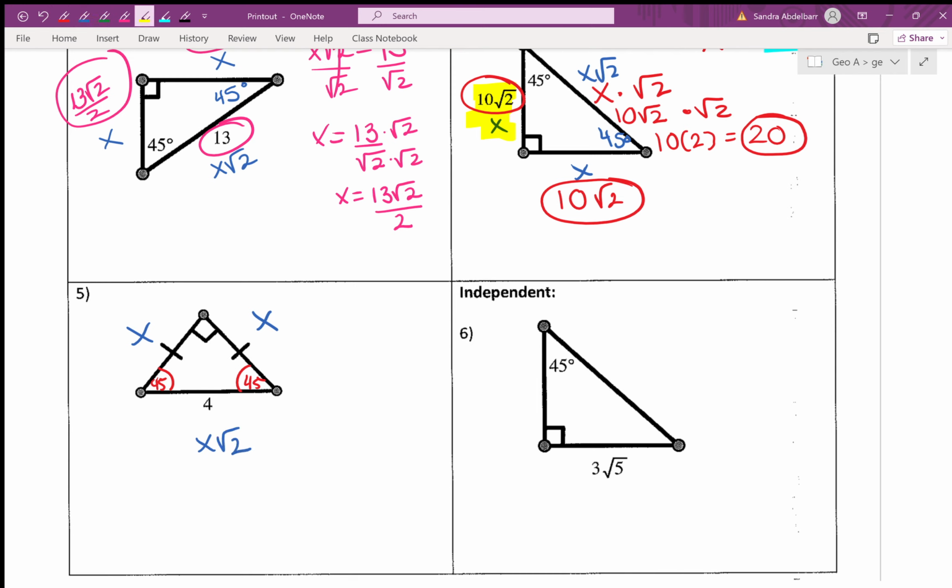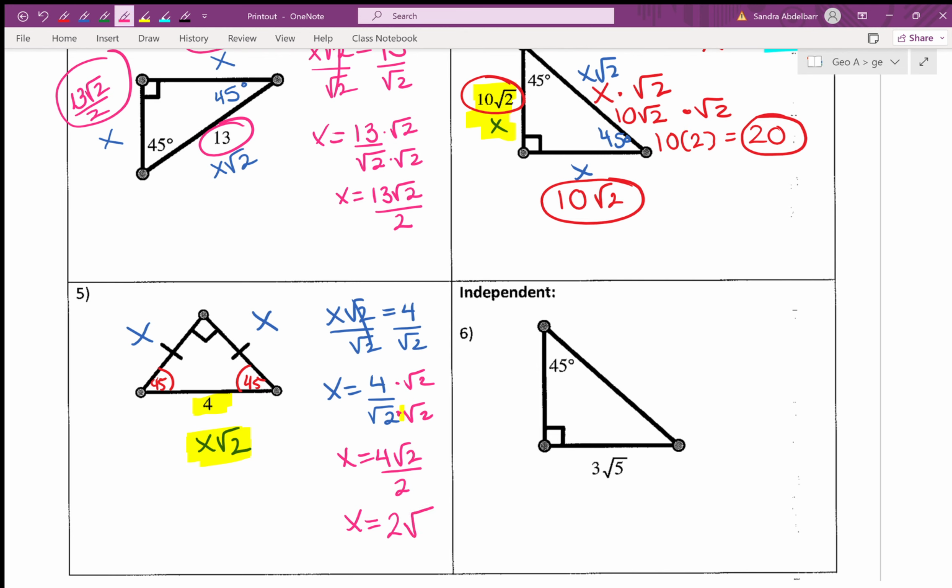You're going to take the side length that has a side length and a variable expression and set them equal to each other. So we get x root 2 equals 4. We divide by root 2. So we get x is equal to 4 over root 2. What should we do now? Multiply by root 2. This time, can I simplify the 4 and the 2? Yes, so we get x is equal to 2 root 2. So both legs are 2 root 2.